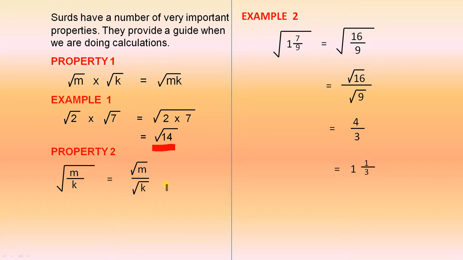Property 2: the square root of m over k equals the square root of m over the square root of k. And here's the example. The square root of 1 7/9. You change 1 7/9 into an improper fraction. So the square root of 16 over 9 is the square root of 16 over the square root of 9. Square root of 16 is 4. Square root of 9 is 3. And that's 1 1/3.